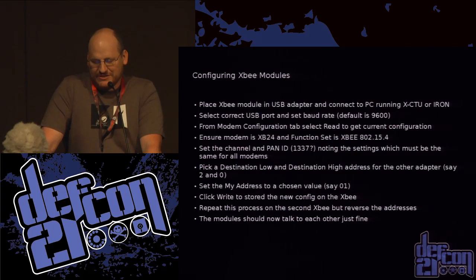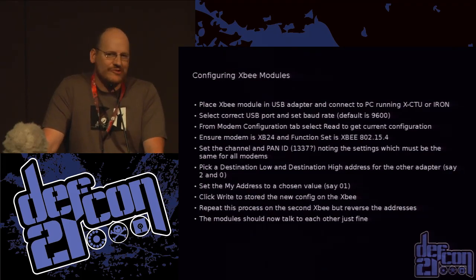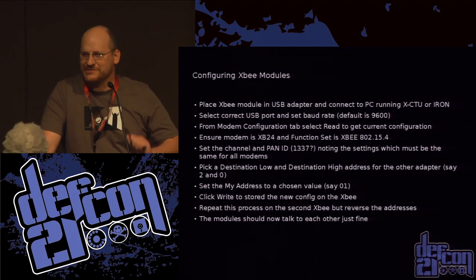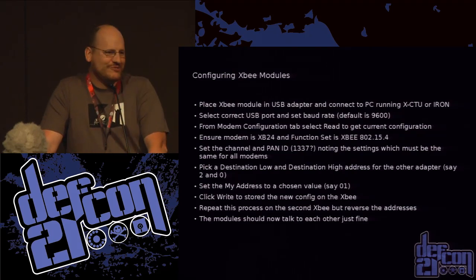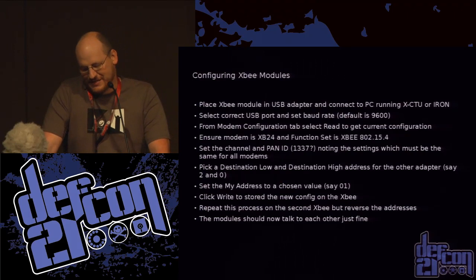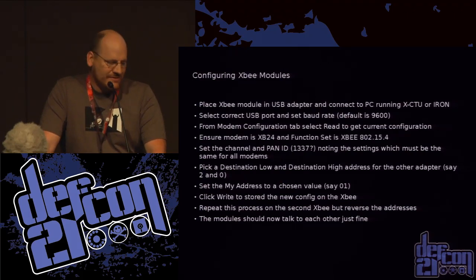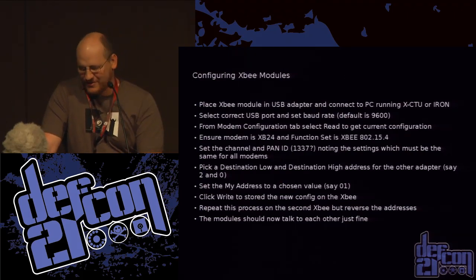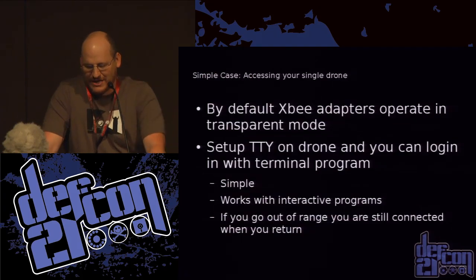And it's pretty simple. I'll talk about the different modes that it'll operate in, and you just write this information to your modem, then you label it with a piece of tape or something so that you don't get them all confused because they all look the same. And go forth and do some XBee networking.